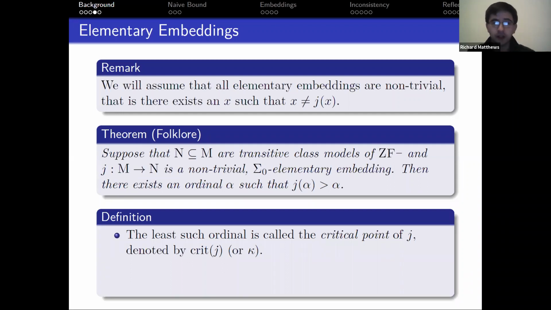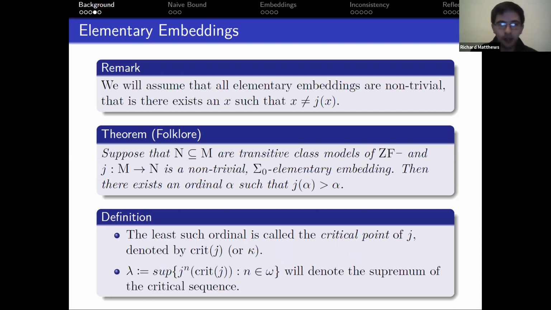So throughout this talk, we're going to let the least such ordinal, which is the critical point of j, be denoted by either crit(j) or kappa. And I hope that in all of my slides, whenever I say kappa, it will be the critical point of some elementary embedding. And then we're going to let lambda be the supremum of the critical sequence. So this is the supremum of j^n(kappa) as n goes through the natural numbers. And this is the first fixed ordinal above kappa.